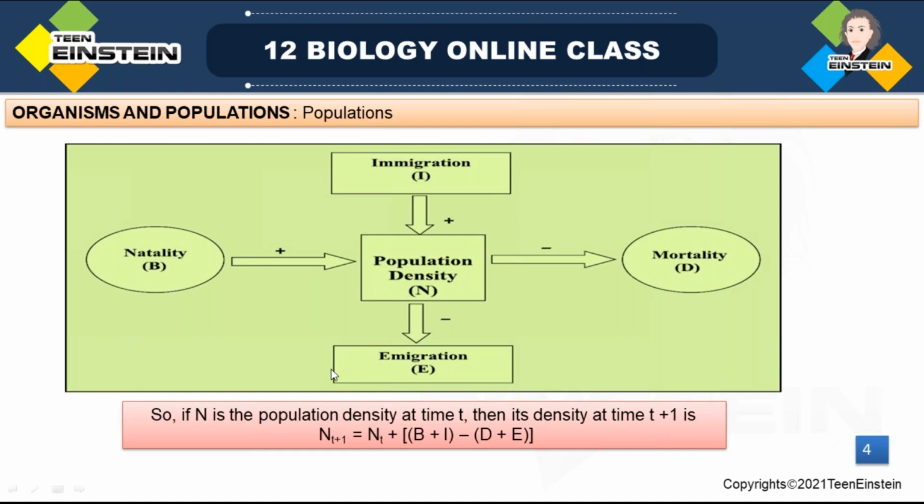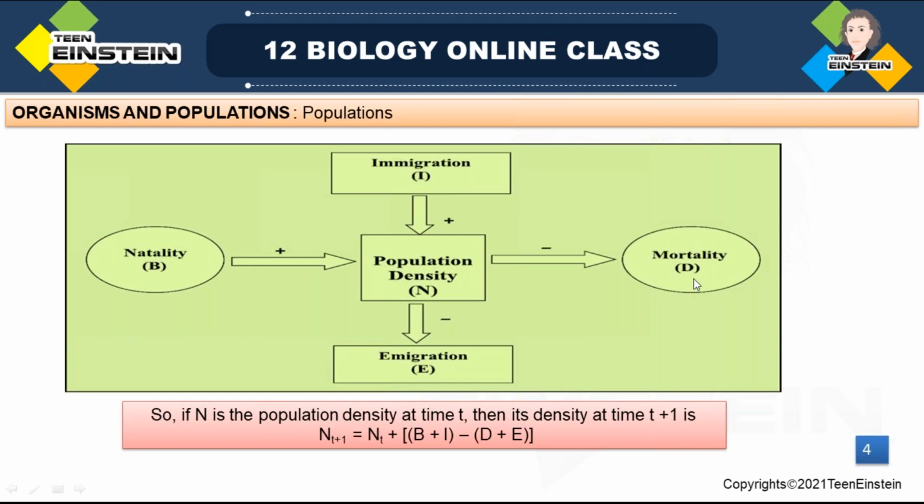In the previous slide, we discussed population growth and the characters like natality, mortality, immigration and emigration. Natality is getting added to the population density. It means birth, and we can denote it by the letter B. Immigration, individuals coming to that population, is represented by the letter I. It means organisms are coming, so that is also increasing the population density.